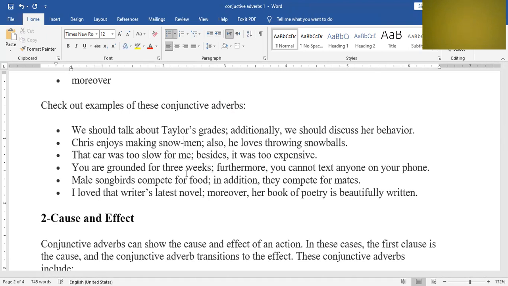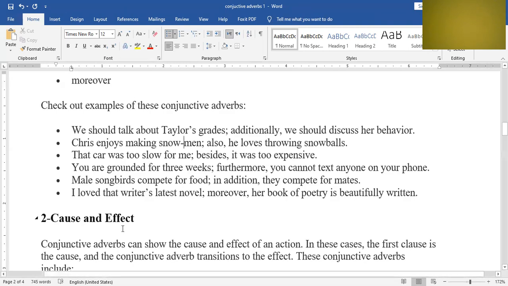Okay. Male songbirds compete for food. In addition, they compete for mates. Okay. I love that writer's latest novel. Moreover, their book of poetry is beautifully written. So every time we add an additional idea, which is independent from the idea before, but we join them together with the conjunctive adverbs, composing one complete sentence, one coordinating sentence.